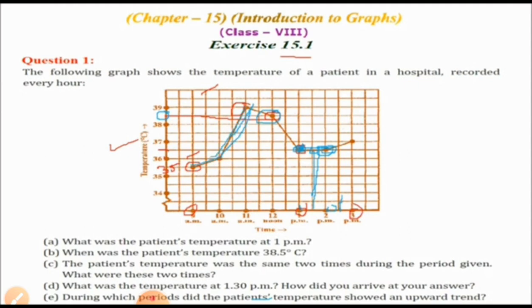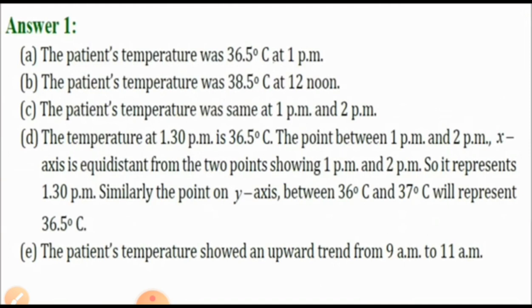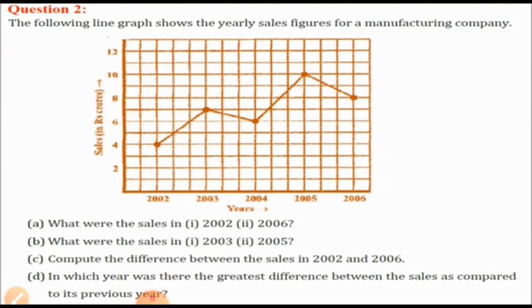So from here to here in 1 hour, what is the change made? My dear students, the answers are here. The patient's temperature was 36.5 degrees at 1 p.m. Second answer, temperature 38.5 is at 12 noon. Just now I said, the patient's temperature was the same at 1 p.m. and 2 p.m. So 1:30 p.m. is at 36.5 degrees, as the point on the x-axis is equidistant from the two points showing 1 p.m. and 2 p.m. So we can take out 1:30 in between. So the answer is 36.5.